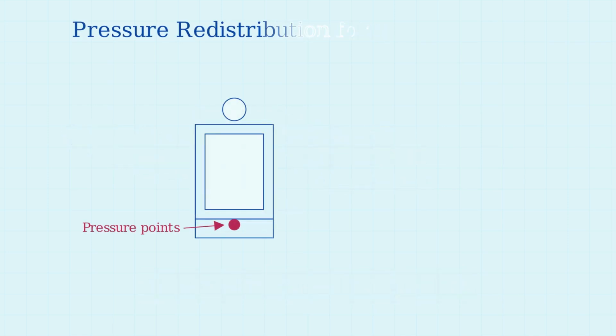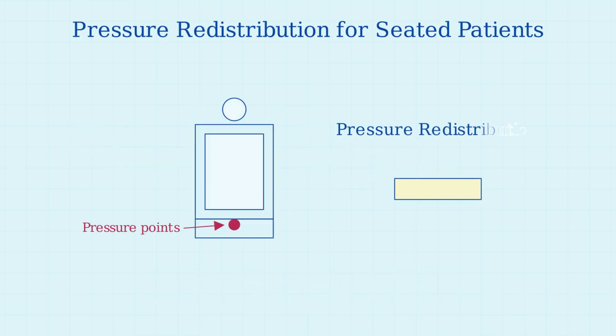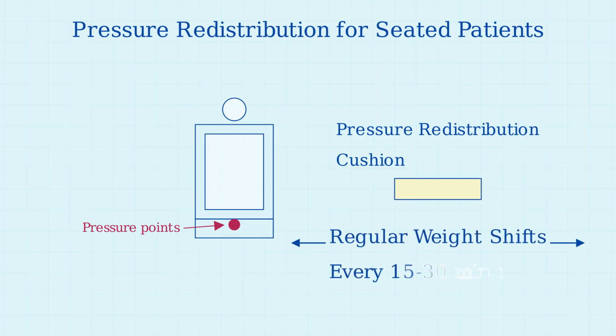For seated patients, pressure redistribution cushions help minimize pressure on bony prominences. Regular weight shifts every 15 to 30 minutes are essential for preventing pressure injuries in wheelchair users.